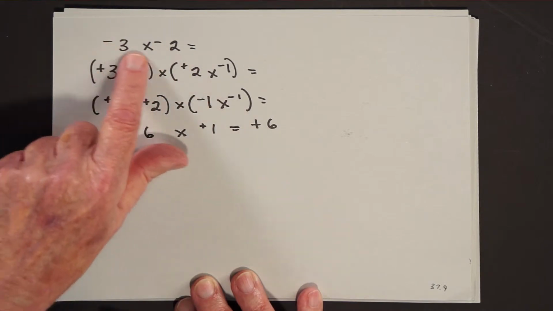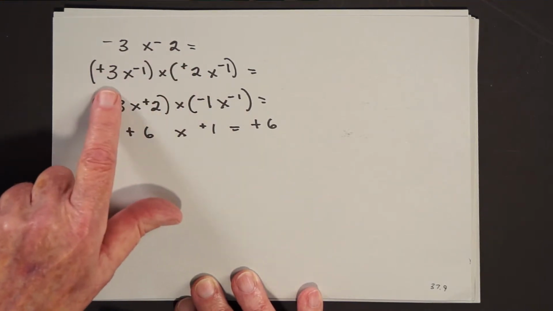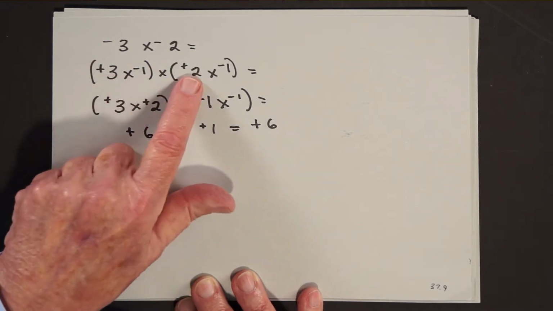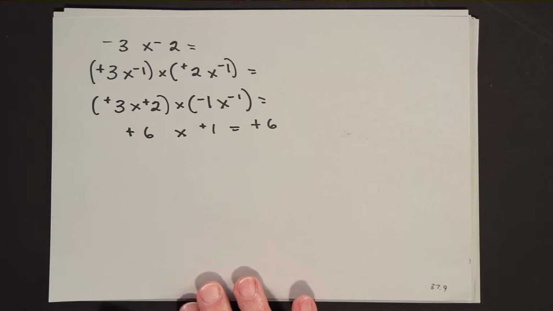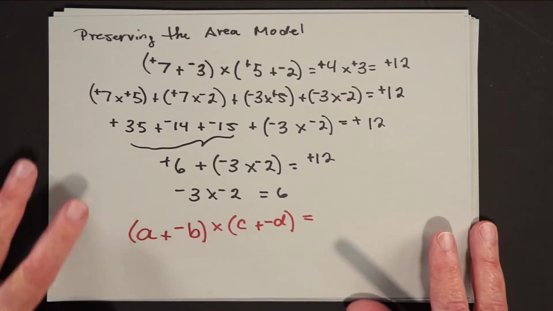And that's basically all we need to know here, because the 3 and the 2 could be replaced by any numbers. The same construction here would work, only with other numbers replacing the 3 and the 2. Another thing that we might want to preserve is what we call the area model.